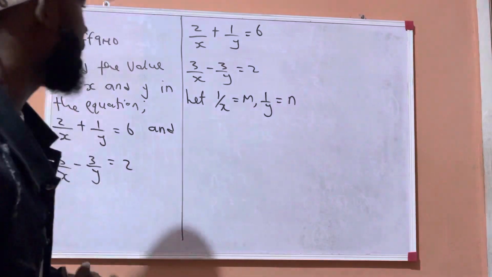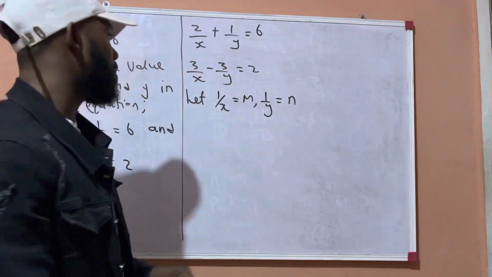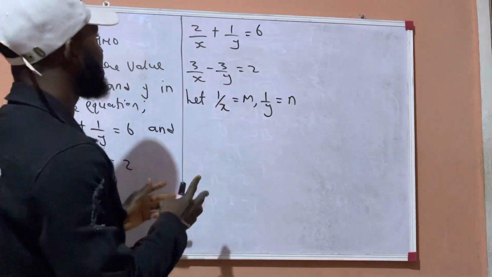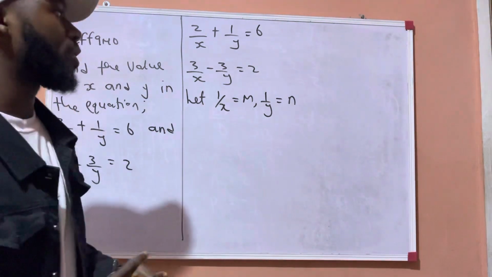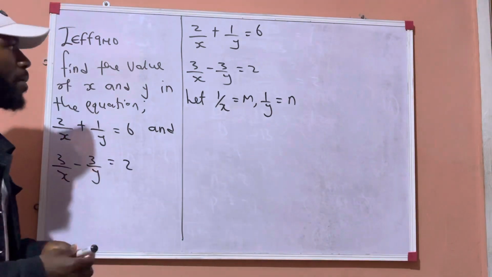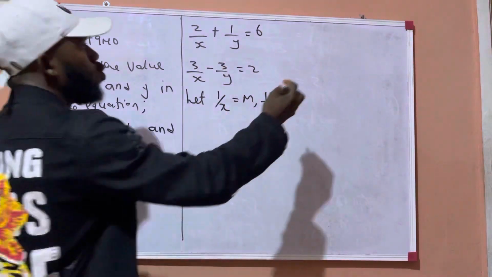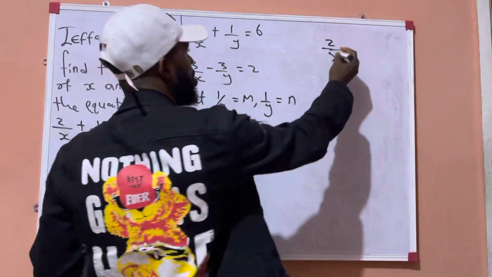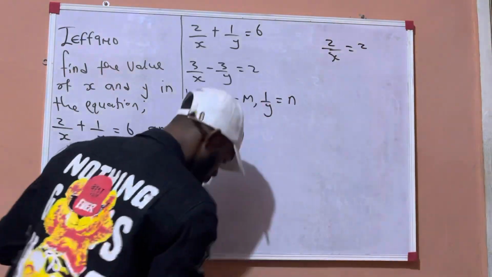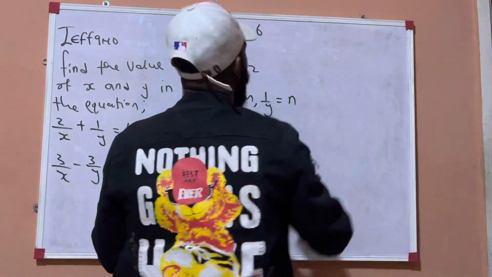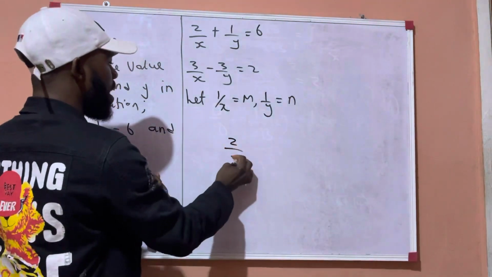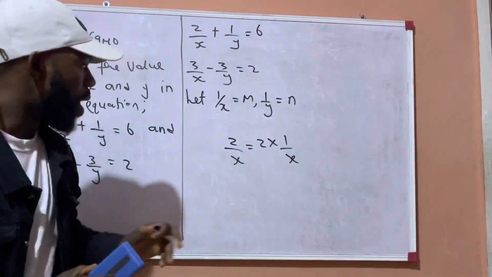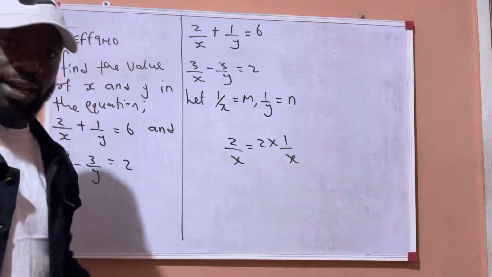Now, if we say 1 over x is m and 1 over y is n, what does that mean? And how do these changes affect the original question given to us? Now let us see something. The first thing we have here is 2 over x, and I believe you know that 2 over x is the same thing as 2 times 1 over x, because 2 times 1 gives us 2 over x.